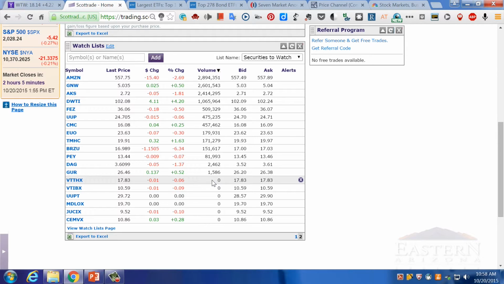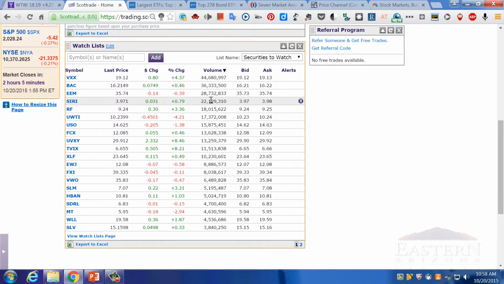So the ones that I have bookmarked are mostly the ones that have a high volume. The higher the volume, the more the price changes on a daily basis, and that's where I'm going to make or lose a lot of money. So the volume is incredibly important.